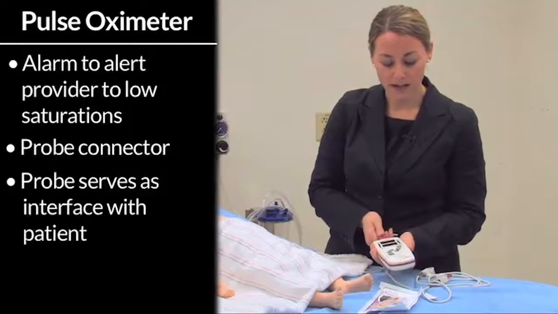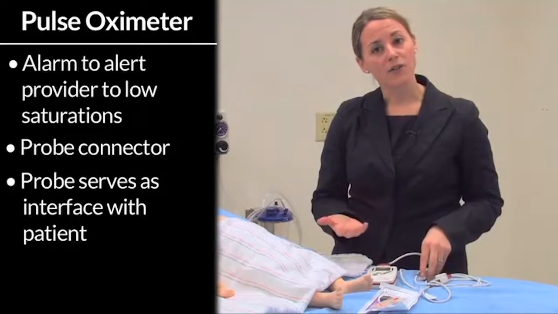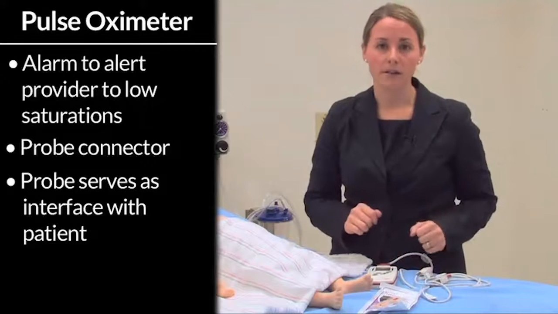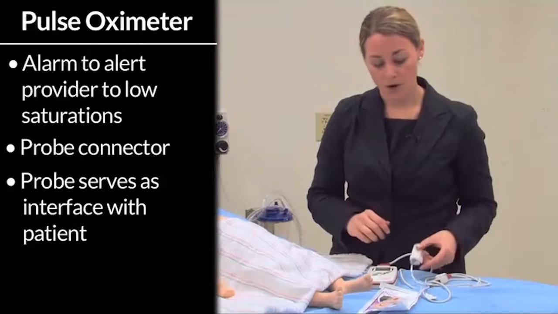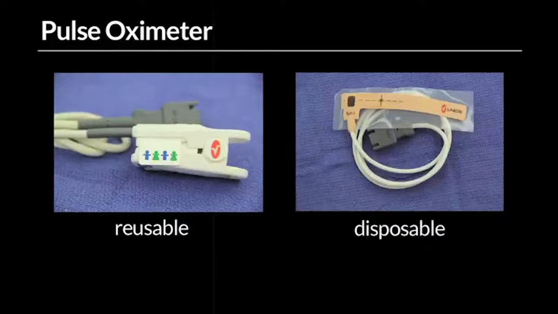And then the probe itself is going to be your interface with the patient. And there are two different main categories of saturation probes, which include the reusable probe. Here's an example of an alligator clip reusable probe, or a disposable type probe meant to be for single use.